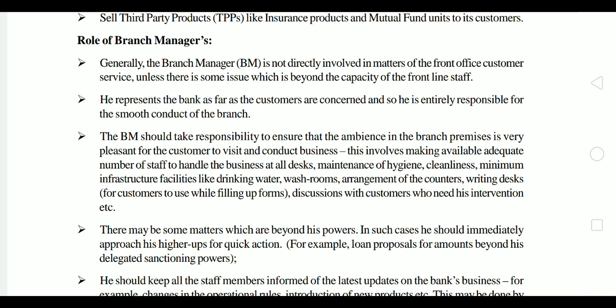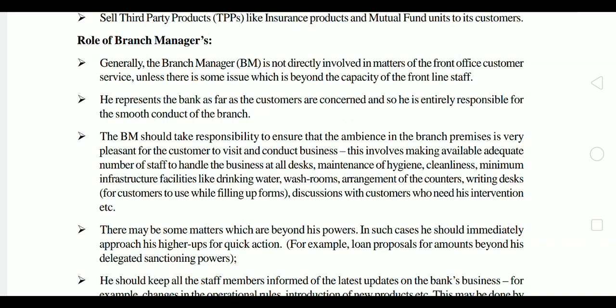So the branch manager we can talk of as the head of the branch, right? The branch manager does not come in direct contact with the customers. Only the front office people or the employee representatives are in direct contact with the customer. But if there is any problem or issue that is beyond the capacity of those representatives, then the branch manager comes into contact with the customer.